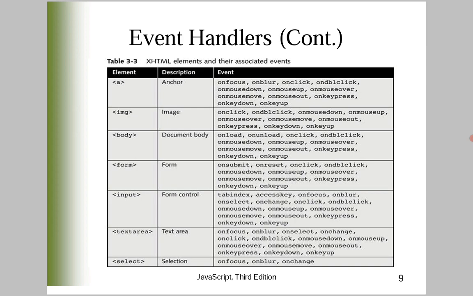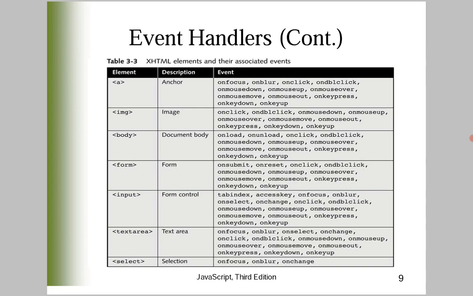Next is the body tag. The element is the body tag, the document body. What are the different events used in the body tag? Onload, onunload, onclick, ondblclick, onmousedown, onmouseup, onmouseover, onmousemove, onmouseout, onkeypress, onkeydown, onkeyup.